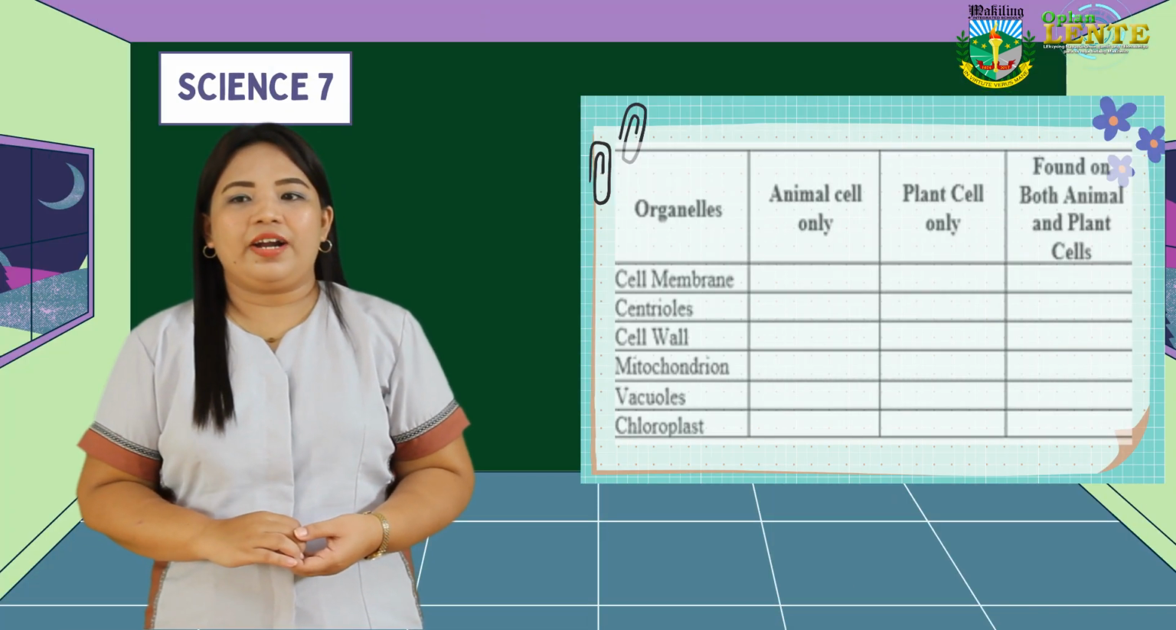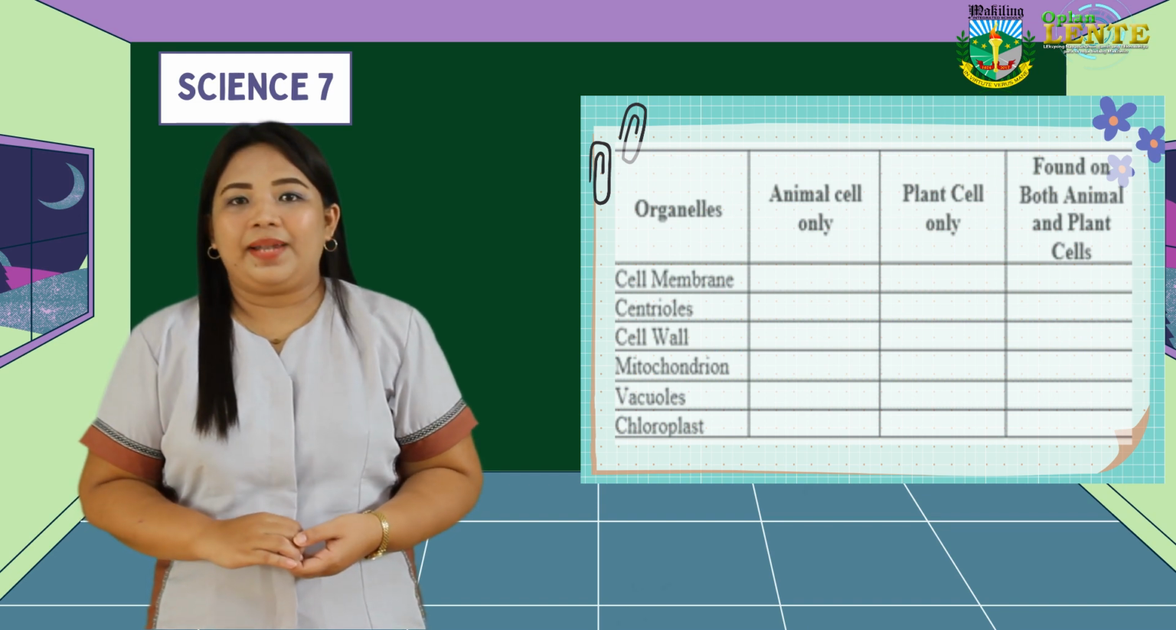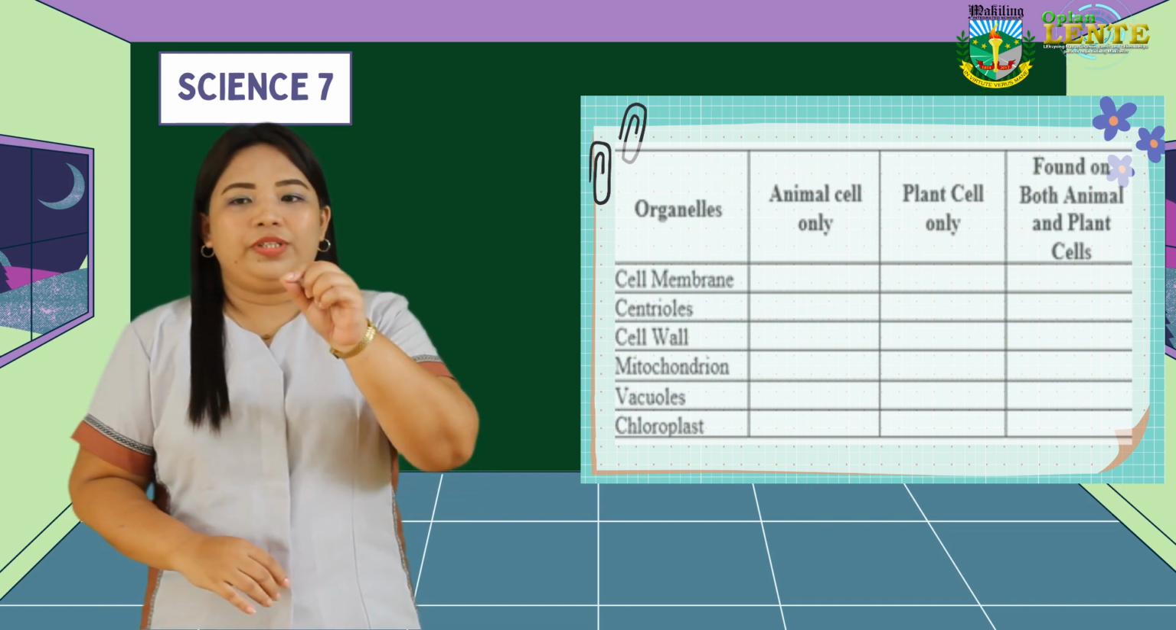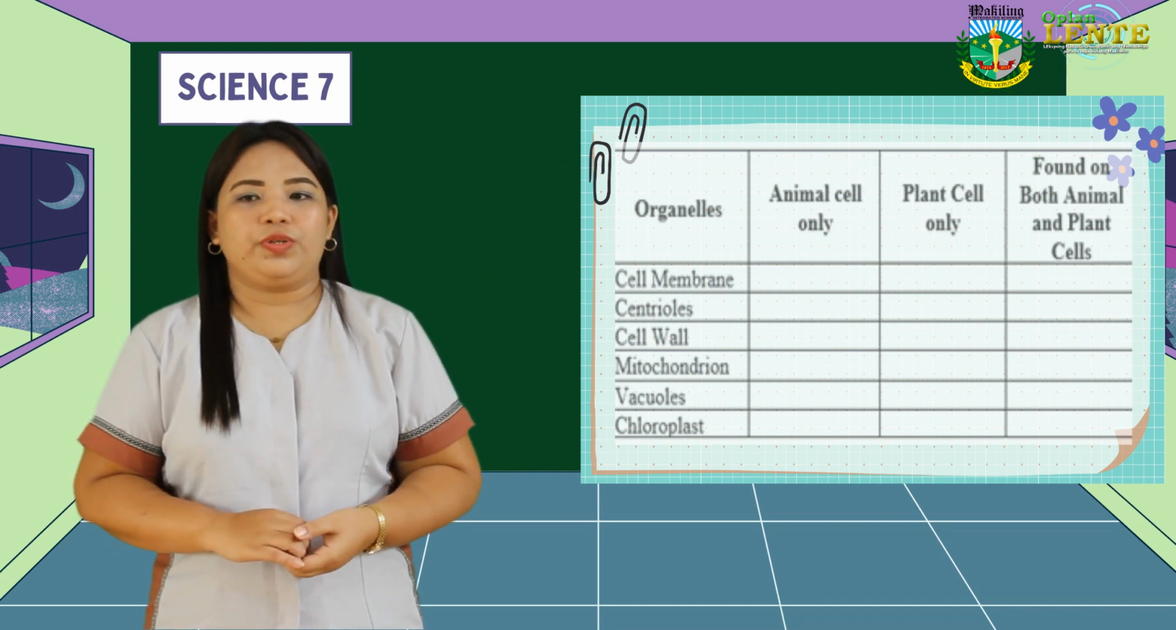Determine whether the organelles are found in an animal cell, a plant cell, or both. Put a check mark on the column you choose for each part.